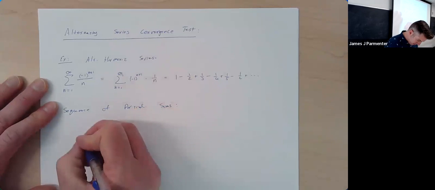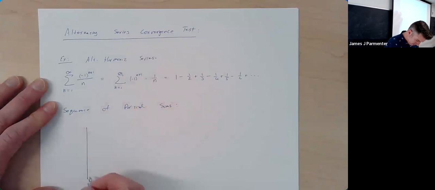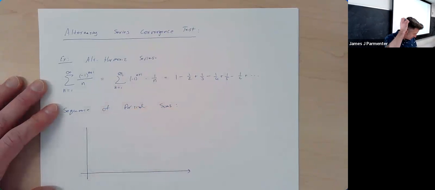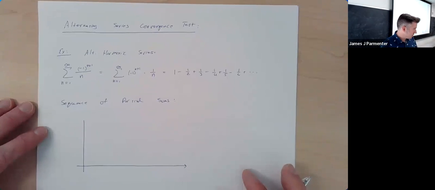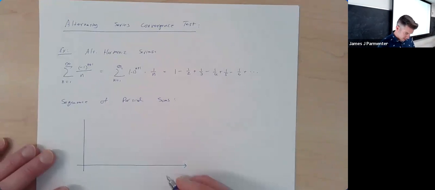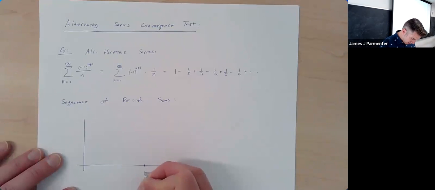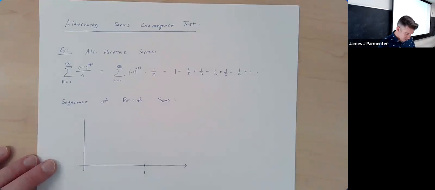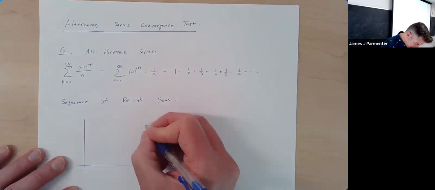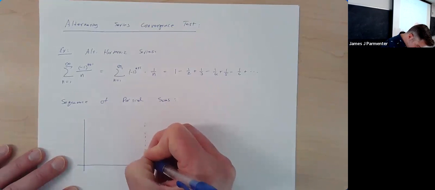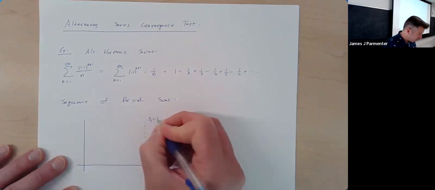So yeah, let's do it this way. Oh yeah, I don't love doing it like that. Do it like this. So I'm just going to start putting my partial sums here. So let's say here's 1. And so here's what S1 is equal to. Right? S1 is equal to 1.